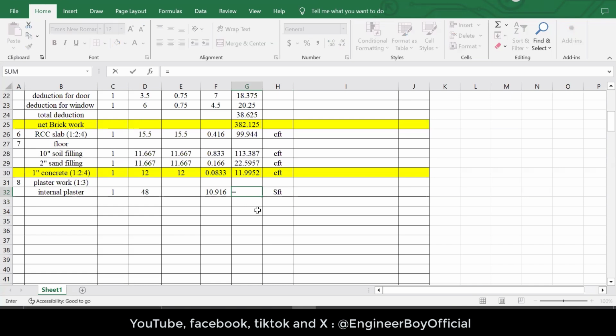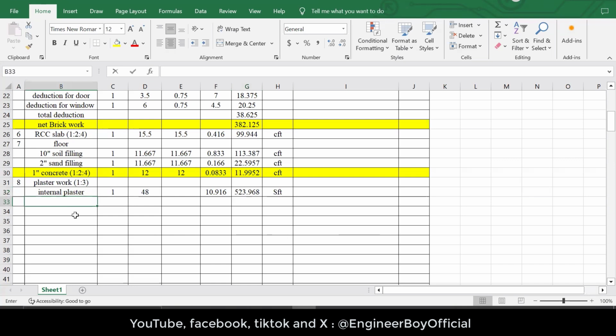You can say equal and we will multiply the number with the length and then the height, which is actually F32, per-center. Okay, this is in square feet.